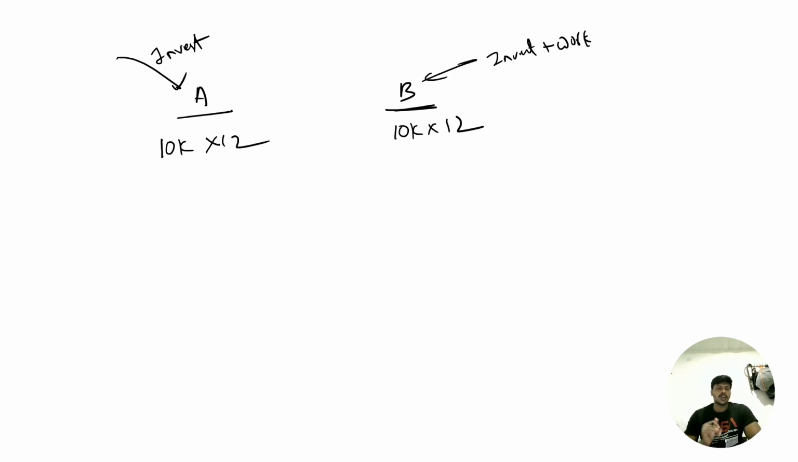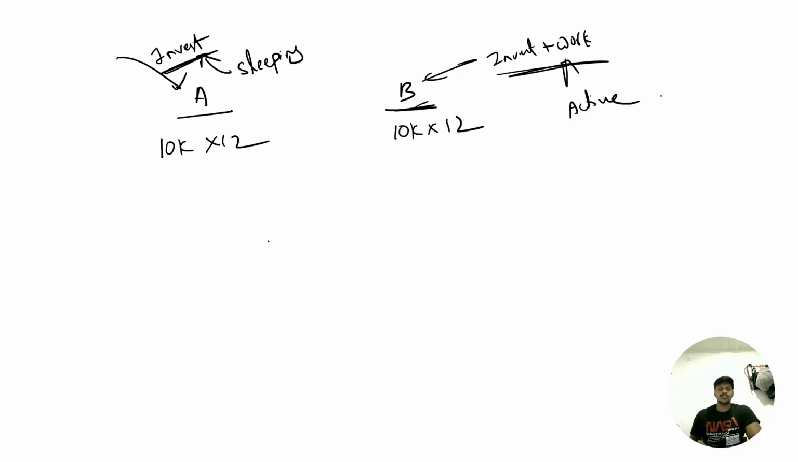Now, in this case, what happens? For A, you are going to give only the profit. For B, you are going to give the salary also because he is working in the company. So this guy, we are going to call him the active partner, and this guy, we are going to call him the sleeping partner. So the person who invests is just sleeping. The person who invests and works is an active partner.